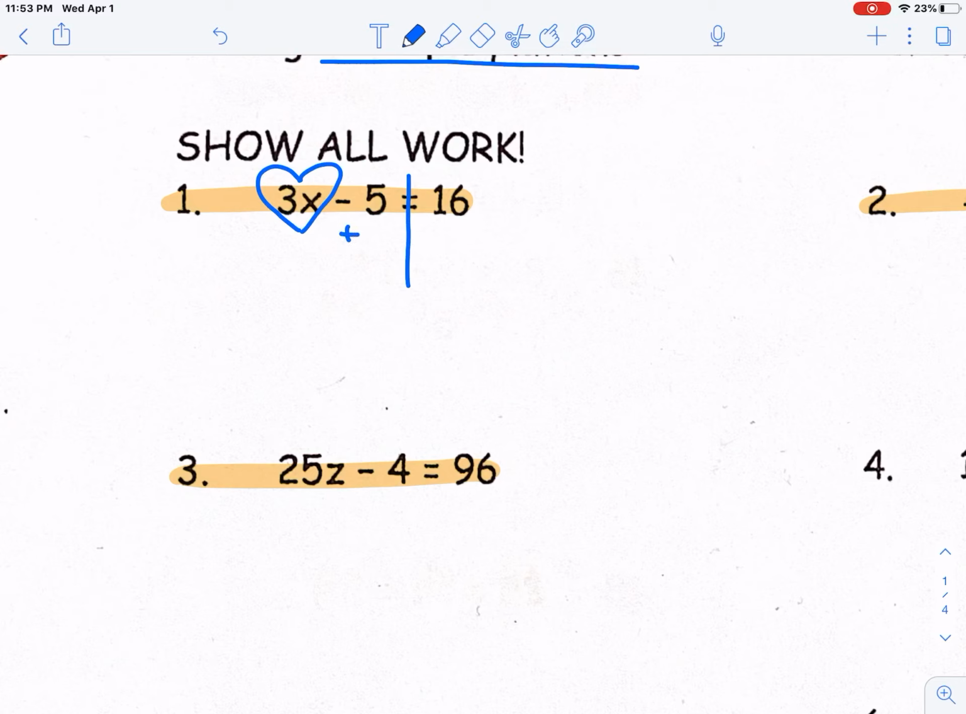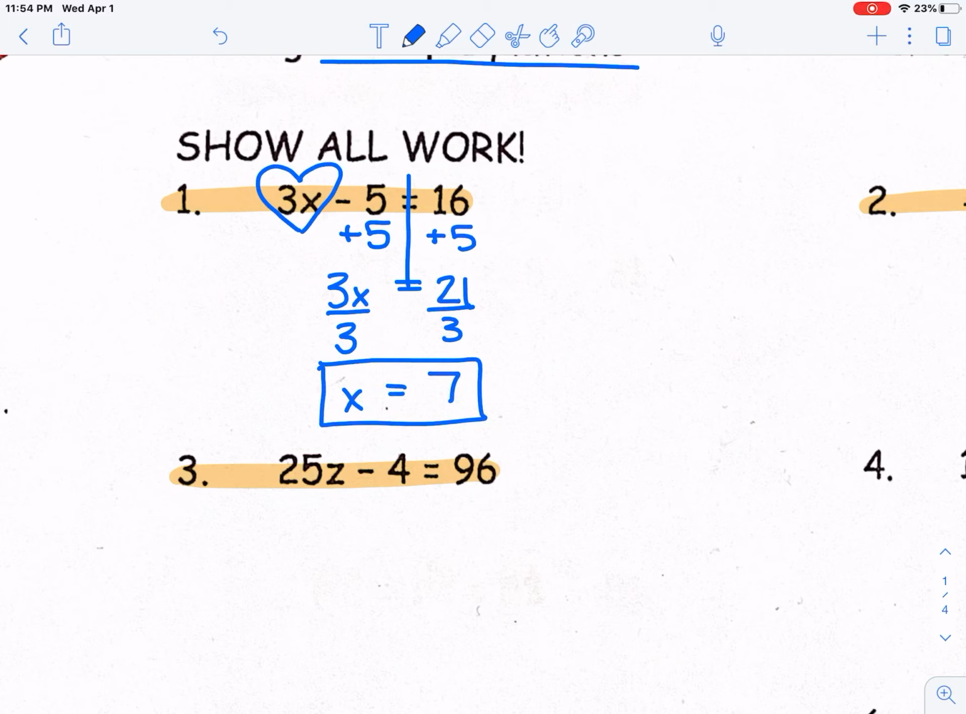So our first step is to move that subtracting 5 over. So again, remember, to undo subtracting, we are going to do the opposite, which is adding. And we get 3x is equal to 16 plus 5, which is 21. And again, whenever you have a number next to a variable, that means it's getting multiplied. So how do you undo multiplying? You divide. So we're going to do that. 3x divided by 3. And we do get x is equal to 7 for our answer.